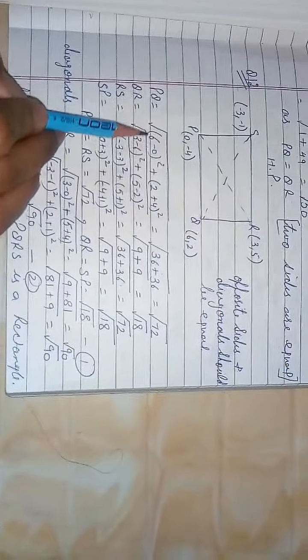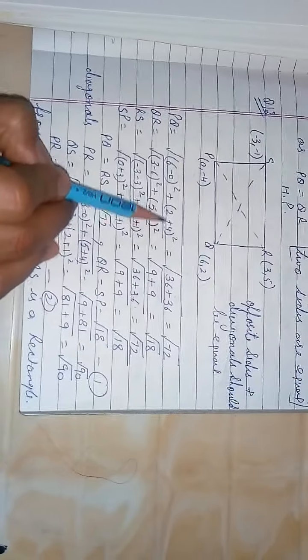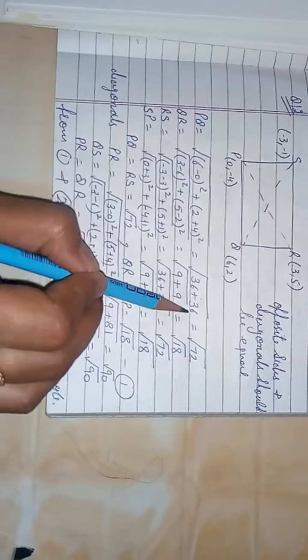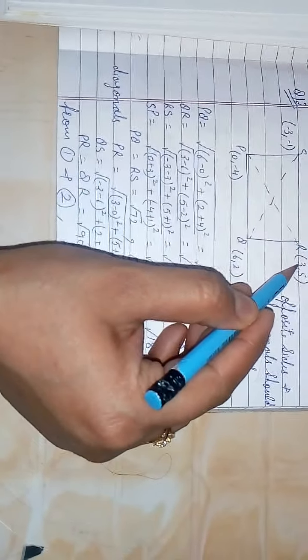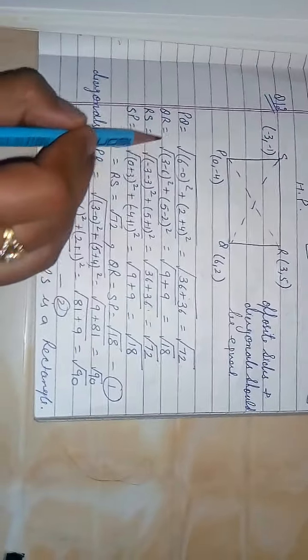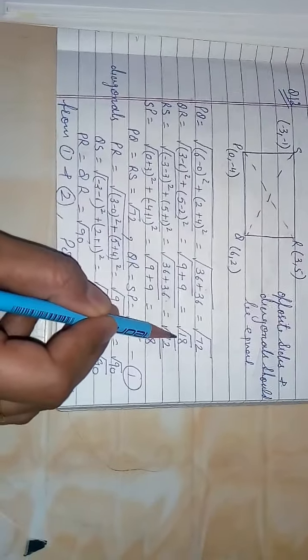So children, for PQ, both the vertices are given. You can find the length PQ by using the distance formula that you know: 6 minus 0 whole square, 2 minus 4 will make it positive, so it becomes 2 plus 4 whole square. 6 square is 36, 4 plus 2 is 6 and that square is 36. Answer is under root 72. Same way, QR: 3 minus 6 whole square, 5 minus 2 whole square, whole under root. After solving you will get 9 plus 9, that will be under root 18.